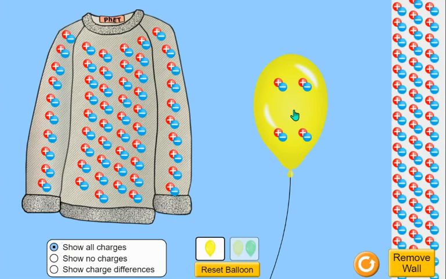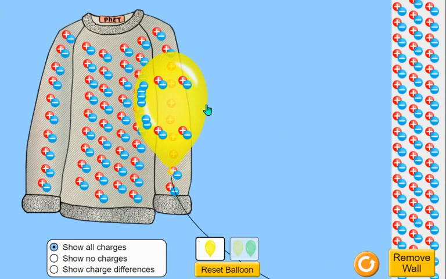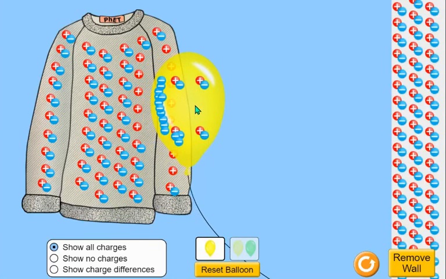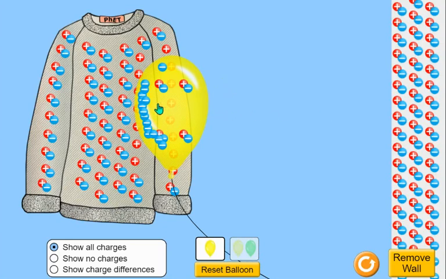Let's see what happens when I put the balloon to the sweater. It's picking up the negative charges from the sweater. So the negative charges that are on the sweater are being transferred to the balloon. Let's see what happens when I pull the balloon away. The balloon is attracted back to the sweater.